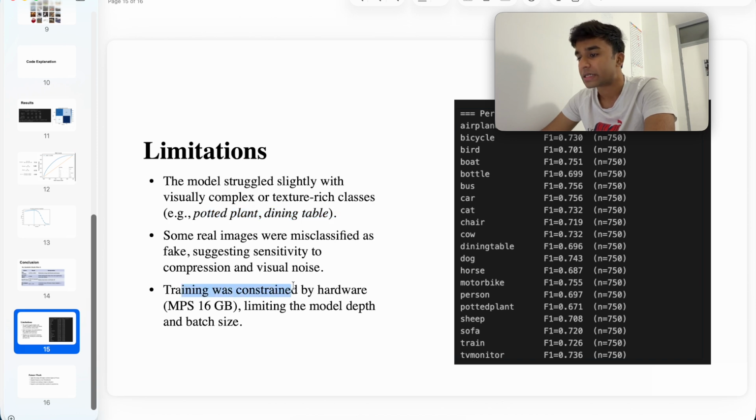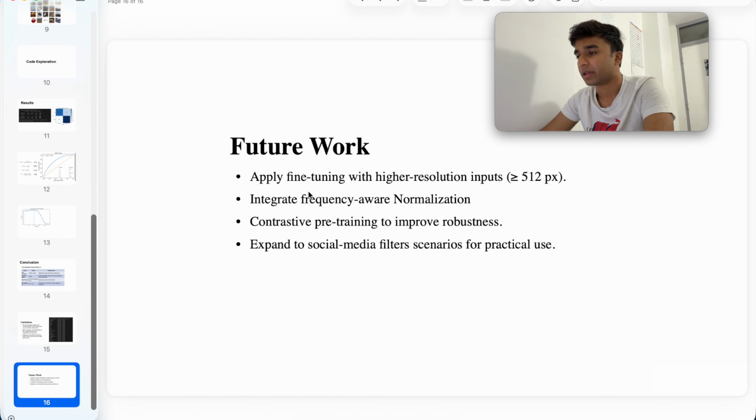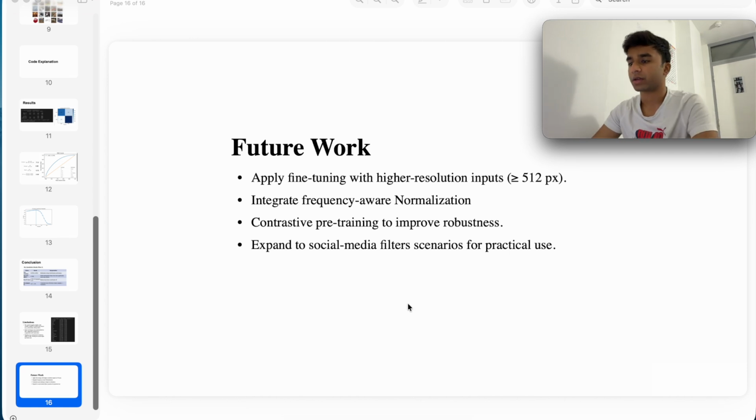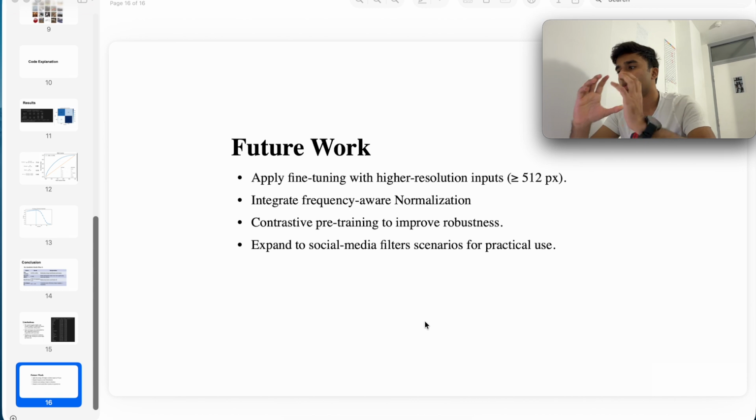The training was constrained by my hardware of 16 GB of MPS, which is Metal Performance Shaders, limiting the model depth and batch size. For future work, we can apply high resolution input. We can also integrate frequency aware normalization, also known as the FAN method, which will help reduce overfitting to textures or colors. We can further move to contrastive pre-training to improve robustness, which teaches the model to bring similar looking images to one cluster and different looking images further away. And then we can expand to social media filters for practical, real-world usage.